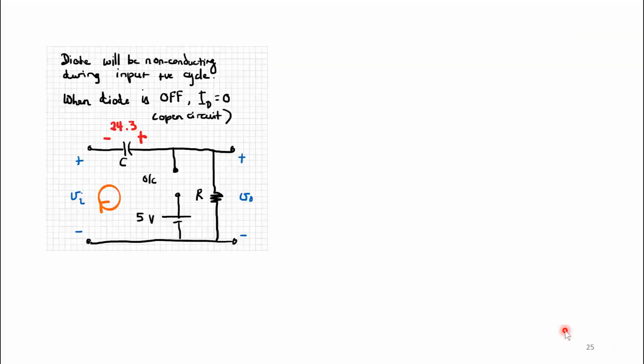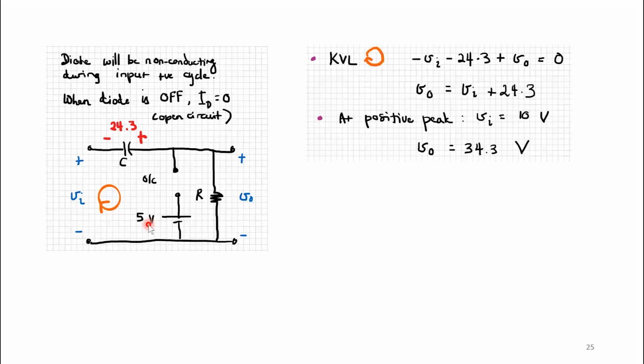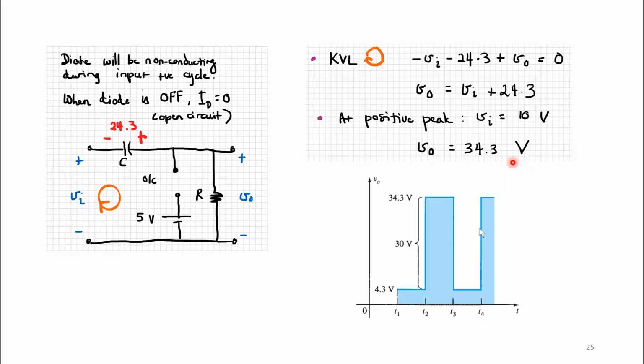Okay, so continuing, the diode will be non-conducting during the input positive cycle. When it's open circuit, it's just open circuit, but the value of the capacitance here now has considered that 0.7 component, and now VC is 24.3 volts. So if I do a KVL around here to get the value of V out around this outer loop, I'm going to get negative V in minus 24.3 plus V out equals 0. So V out is now no longer 35 volts as it was previously, but 34.3 volts. And this is the value that we have. Instead of going from 5 to 35, it goes from 4.3 to 34.3, but the swing is maintained, which is a peak to peak value of 30 volts.